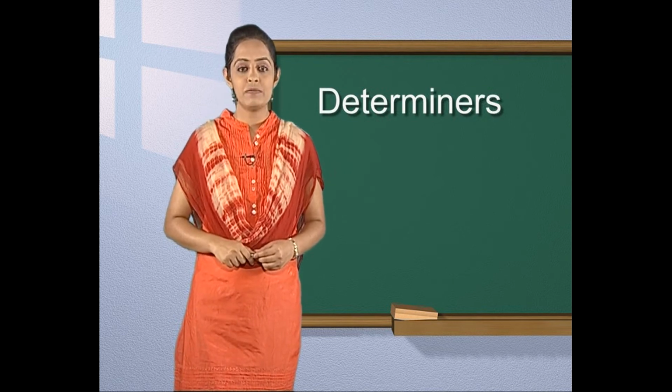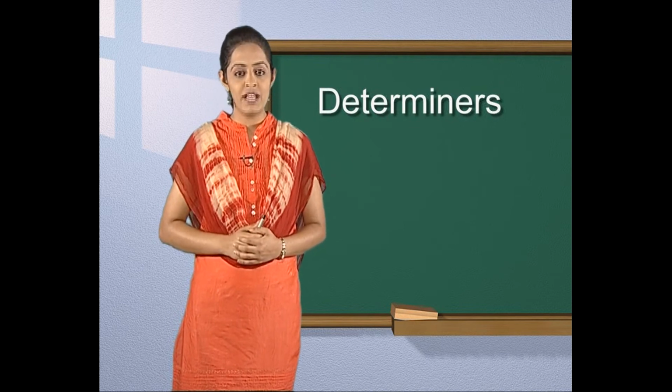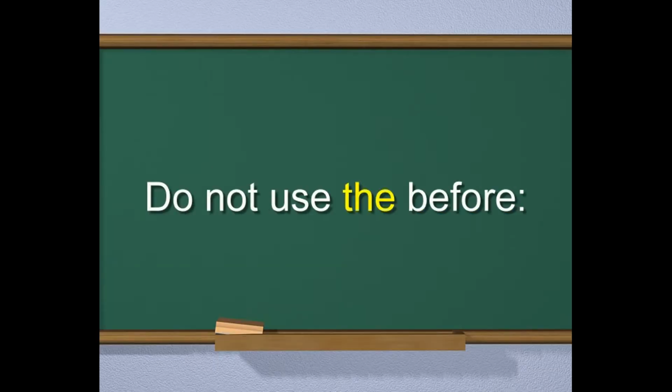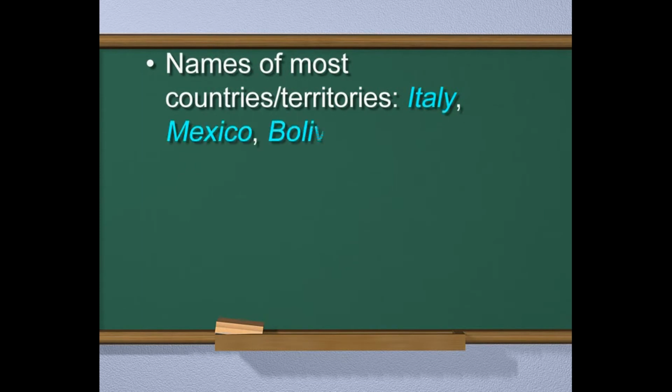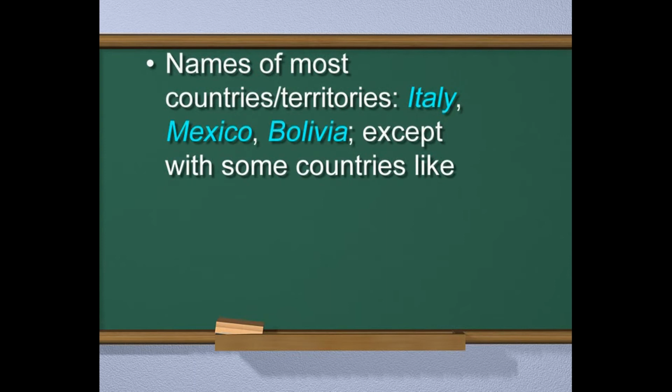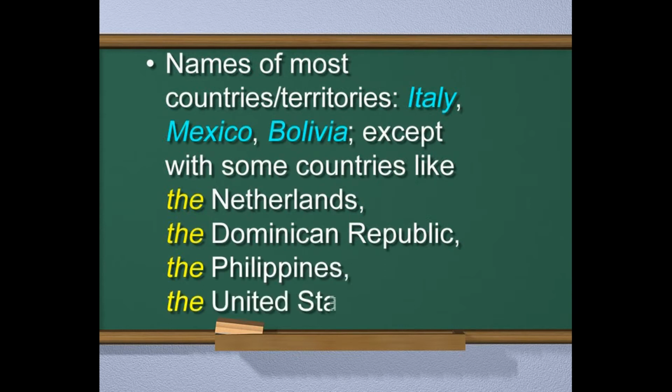There are some specific rules for using the with geographical nouns. Do not use the before names of most countries, territories. Italy, Mexico, Bolivia, except with some countries like the Netherlands, the Dominican Republic, the Philippines, the United States, etc.